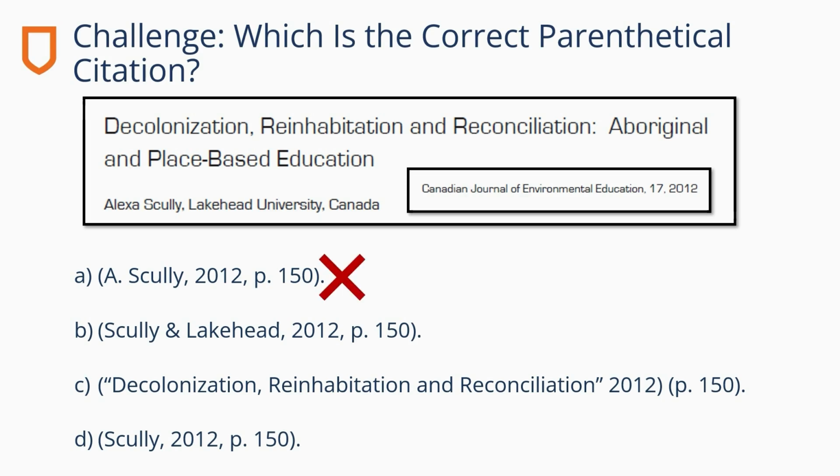The first is incorrect because it includes the author's first initial. The second is incorrect because it mistakes the author's institution as an author. The third is incorrect because it uses a title when the author name is available. And the fourth is correct. Notice how simple and straightforward the author date format is. Scully, 2012, page 150.